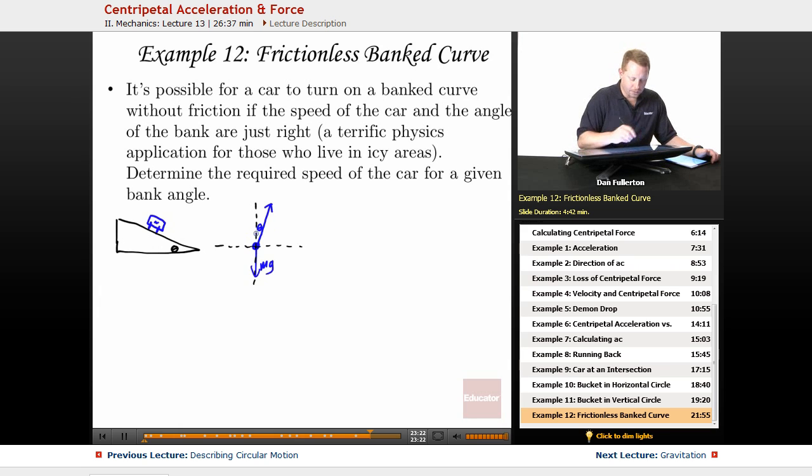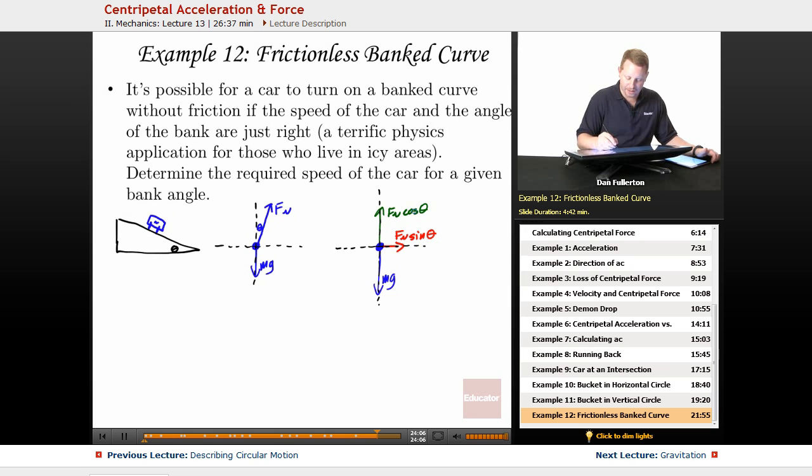So when we draw our pseudo-free body diagram, now we've got to break up the normal force into components. There's my x, there's my y. We still have mg down. Now, if we want the x component of the normal force, that's going to be the opposite side of this triangle. So the x component here is going to be Fn sine theta, and the y component is going to be the adjacent side, Fn cos theta.